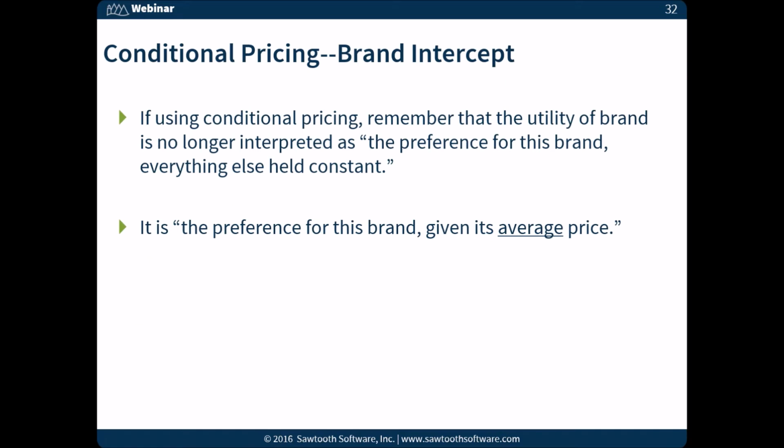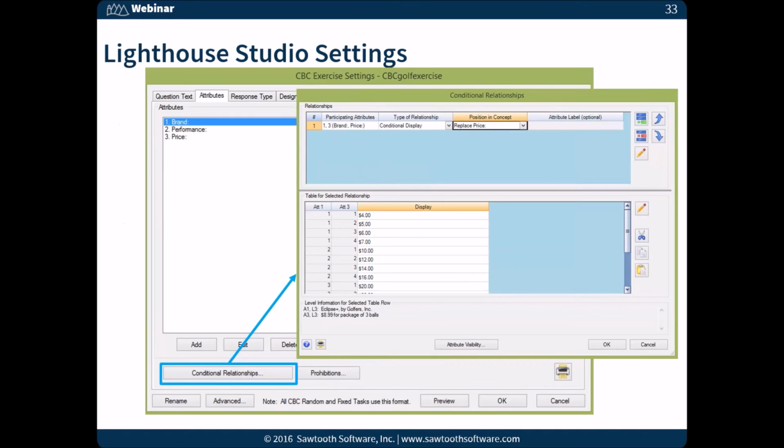If you're using conditional pricing, remember that the utility of the brand is no longer interpreted as what we normally think, right? The preference for this brand, everything else being held constant. We have to change the way that we communicate, and we have to say the preference for this brand given its average price. Okay, so just a little semantics there, but you'll want to make sure you get those correct when talking to a client. Again, super simple to do in the software.